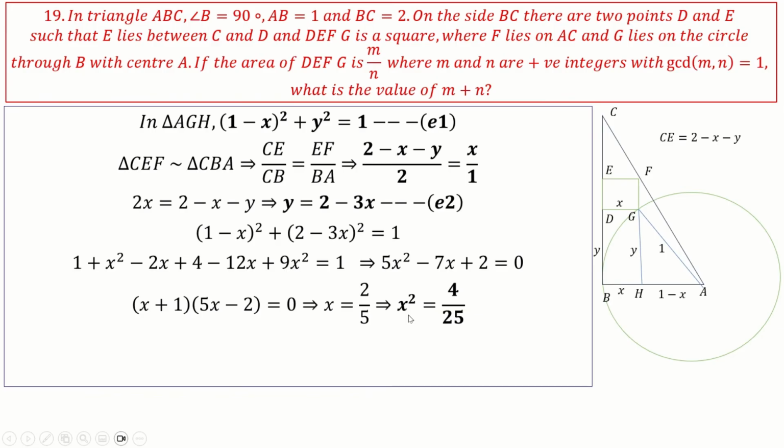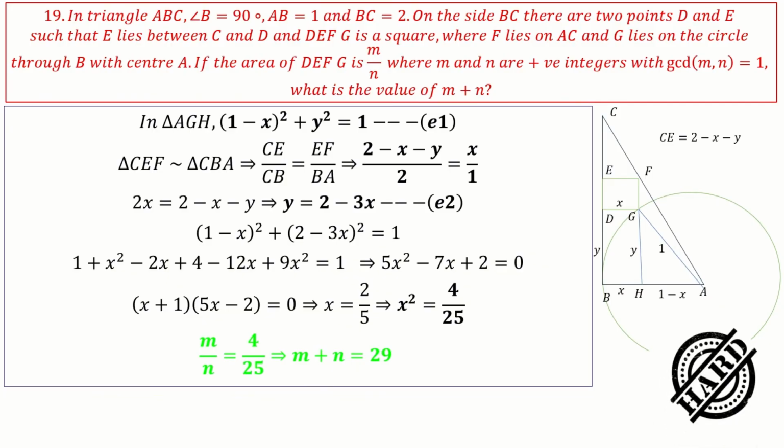I am interested in the area of the small square, which is x square. x square is 4 by 25. Now this is my m by n. So m plus n is nothing but 29. So the problem looks very simple once you draw the right diagram and understand the crux of this problem. But it's definitely a hard problem.